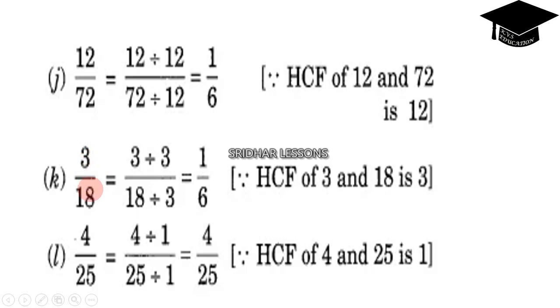Next one, 3 by 18. The HCF is 3. So 3 divided by 3 by 18 divided by 3 equals 1 by 6. Next one, 4 by 25. The HCF is 1. So 4 divided by 1 by 25 divided by 1. So the simplest form is 4 by 25 because they don't have any common factor except 1.